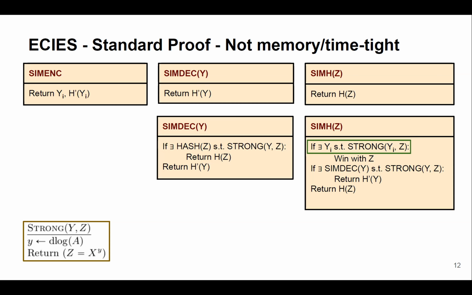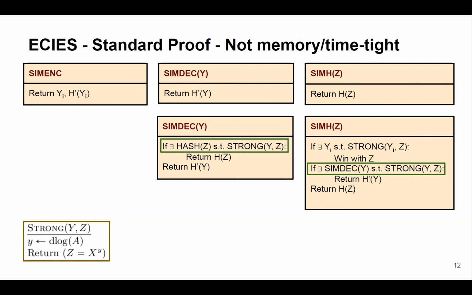Now, to maintain consistent outputs between SIMDEC and SIMH, we maintain tables that store queries to SIMDEC and SIMH. Each time the adversary queries SIMDEC on an input Y, the reduction checks if there was a previous query to SIMH that corresponds to this input Y. This is checked by invoking the Strong oracle again. If Strong of Y, Z holds, it means that Y corresponds to a previous query Z made to SIMH. And in that case, we return the same value that we returned earlier from SIMH as H of Z.